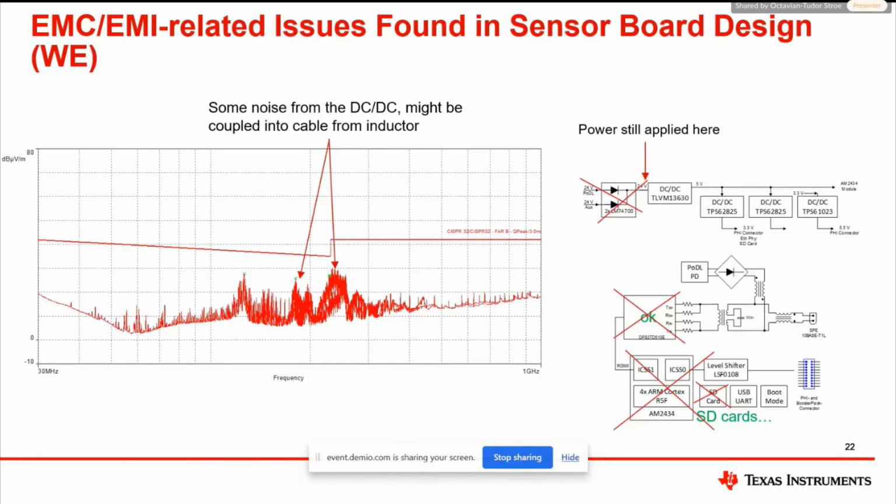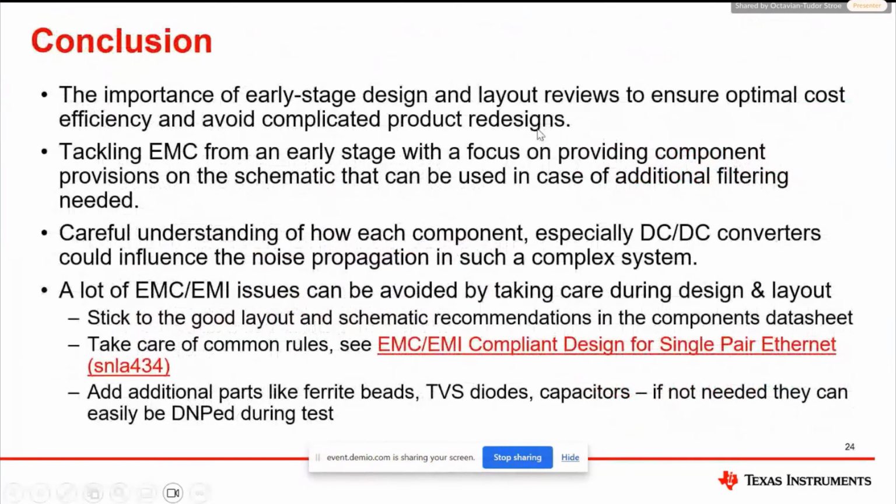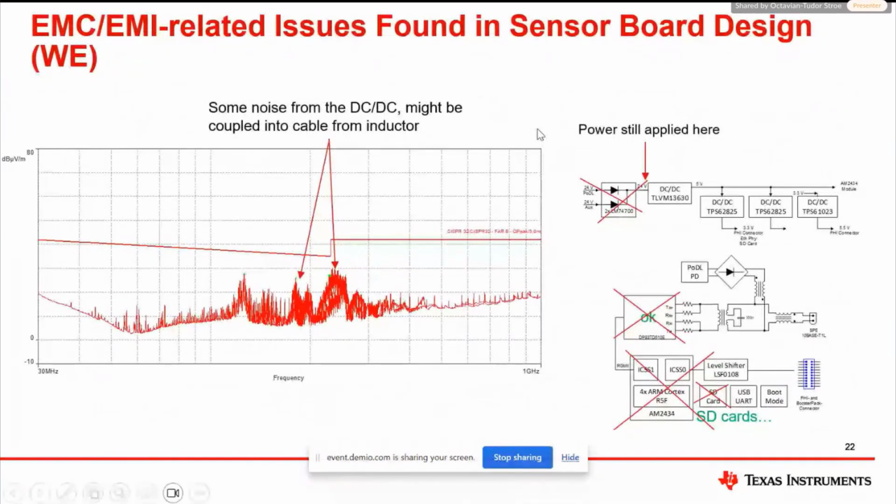But still, we disabled the ideal diode, and we still get, of course, some broadband noise. But even this way, we can see that the noise is below the limits. So this kind of proves that our ideal diode is one of the main culprits of our big spikes, and it's causing us to fail the test.